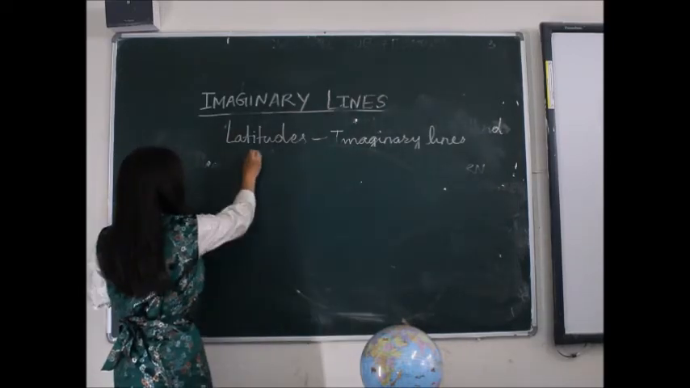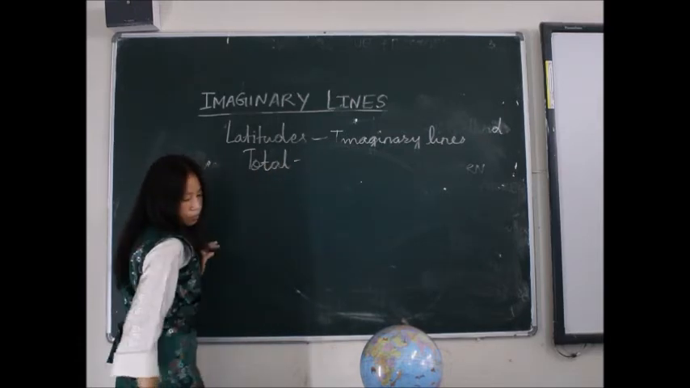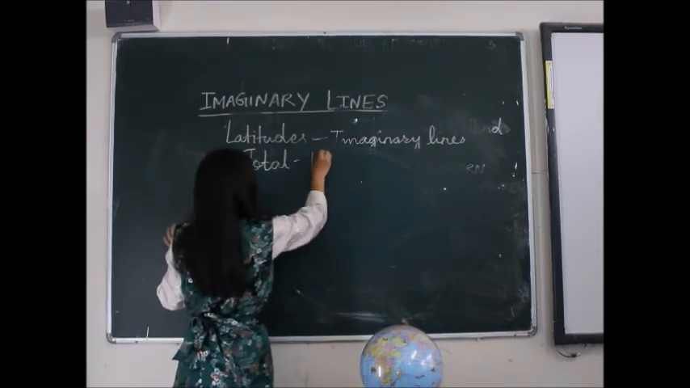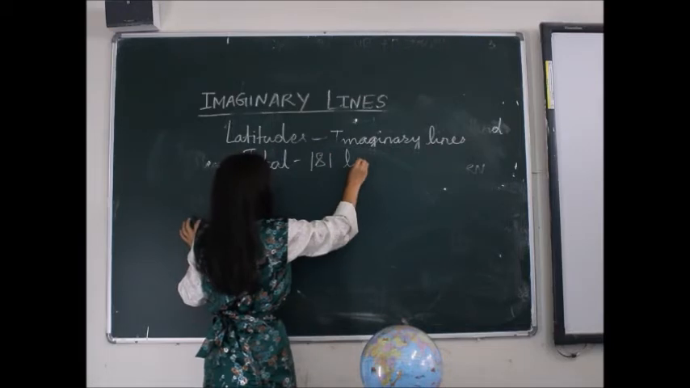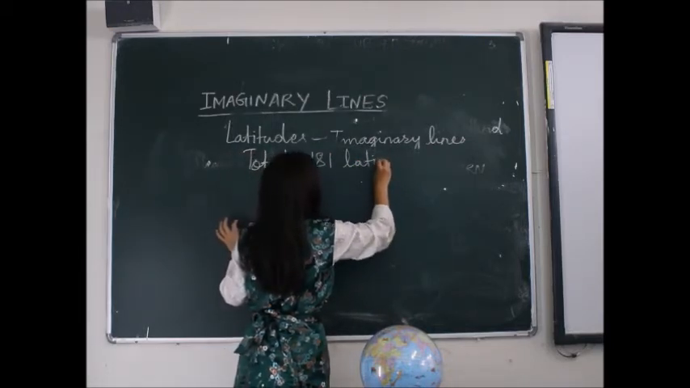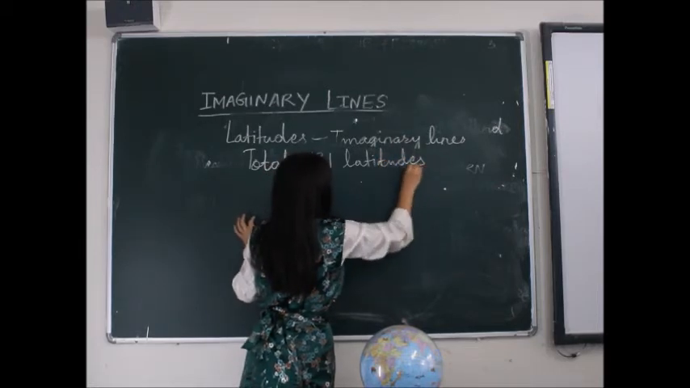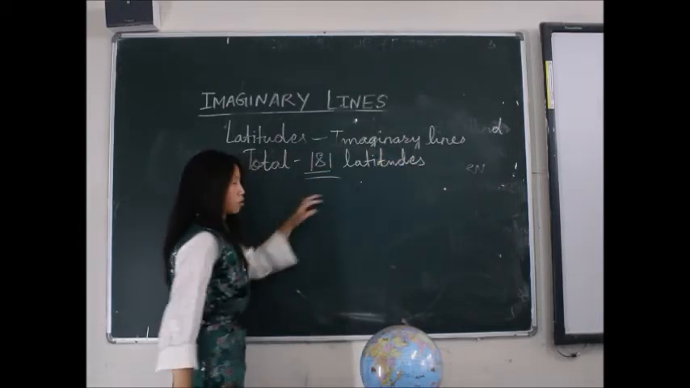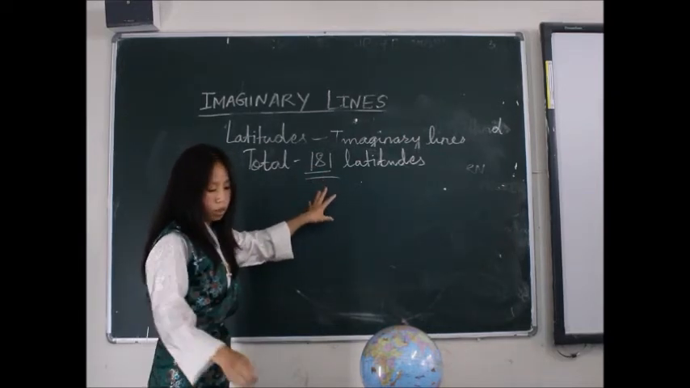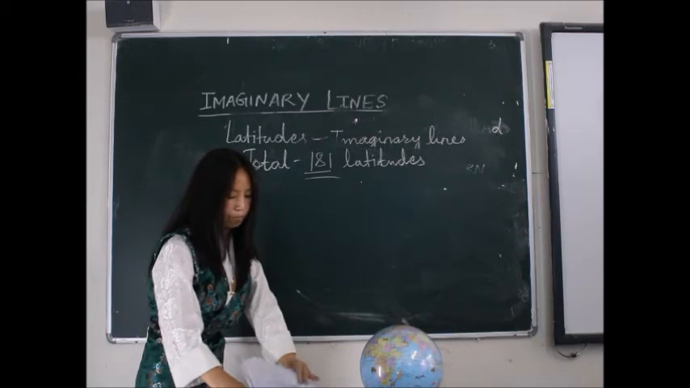There are total 181 latitudes. 181 number of latitudes are there. Okay, but we don't need to learn all the 181 latitudes. We only need to focus on some of the very important latitudes.